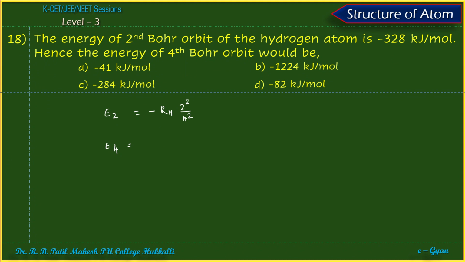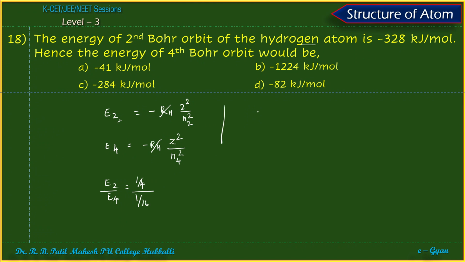N equal to 2, we can consider it as N2 square. For E4, minus RH Z square divided by N4 square. So here what we are going to get is E2 divided by E4, which is equal to minus RH getting cancelled. Both belong to hydrogen atom, so we can consider Z square as 1. 1 square is 1 for the second orbit, 2 square is 4, and 1 divided by the fourth orbit, 4 square is 16.